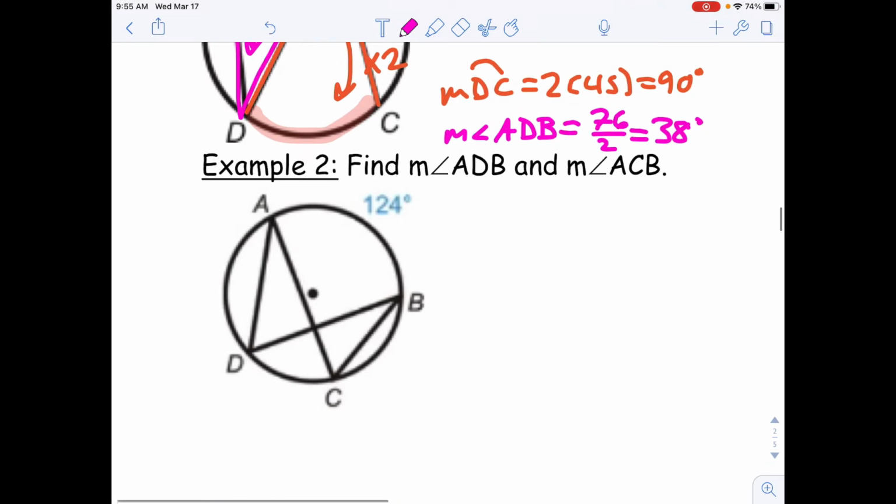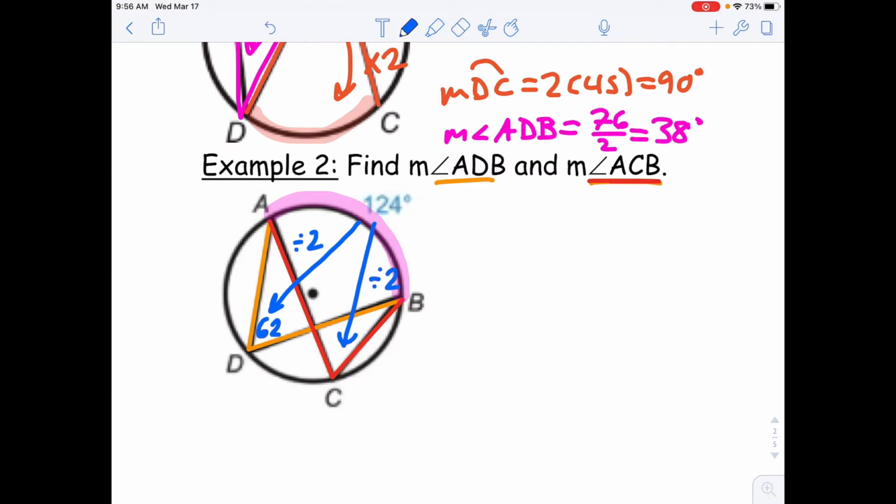Cruising right along. Now I need the measure of angle ADB. Something to notice too, ADB, ACB: both these angles are intercepting the same arc. They're both inscribed angles intercepting the same arc. That means to find both of them, I'm just going to divide by 2. It's literally the same thing, and that's actually a theorem we talk about in a little bit: if 2 inscribed angles share the same arc, then they have the same angle measure. They're both 62 degrees.